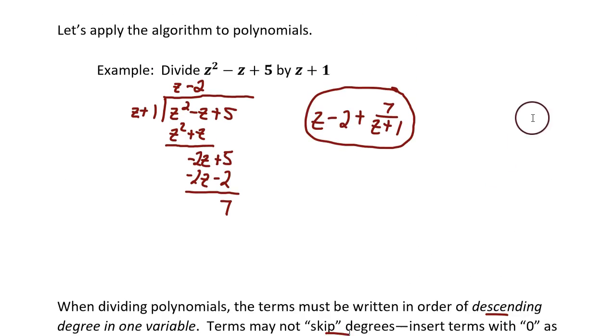In the example we just did, our remainder 7 has no variable, so it's degree 0, which is less than the divisor, which was z to the first power. That's how I knew that that was the remainder, and I was done.